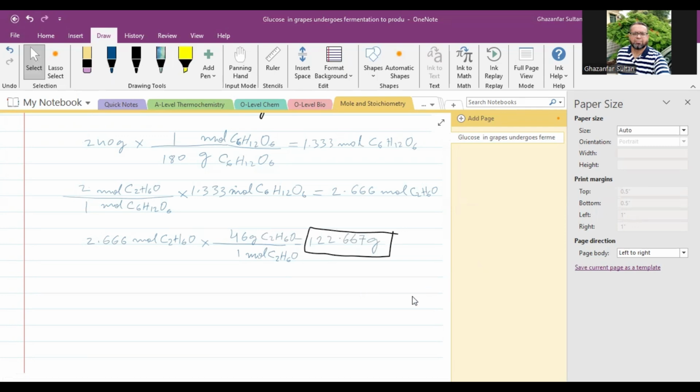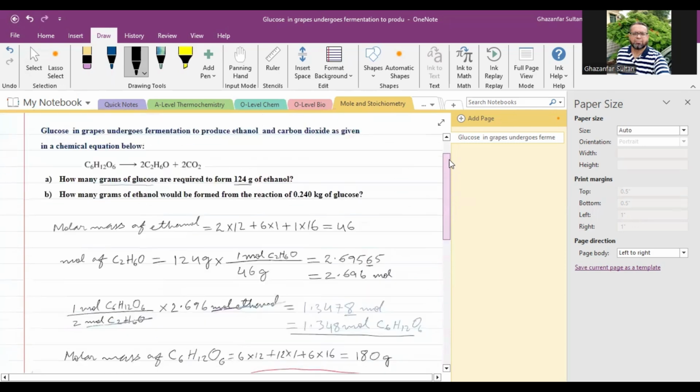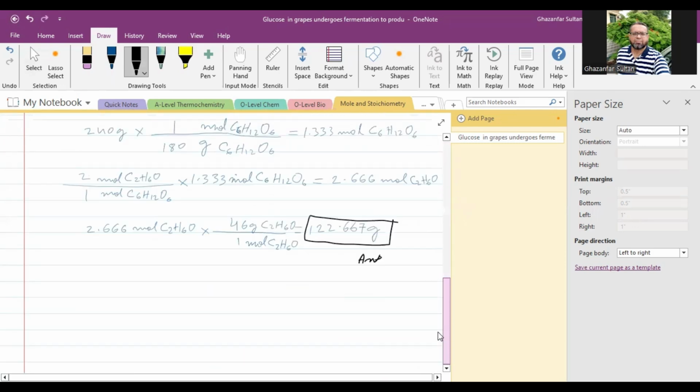So in this way, you have calculated the mass of reactant from the mass of product in the first part, and in the second part we have calculated the mass of product from the given mass of the reactant.